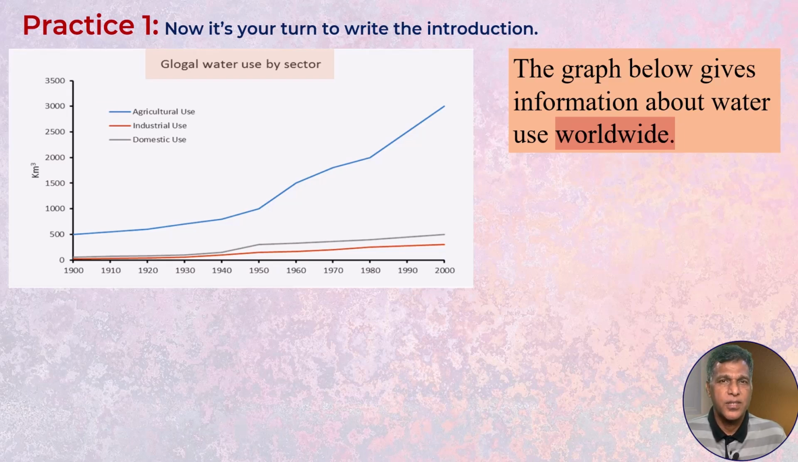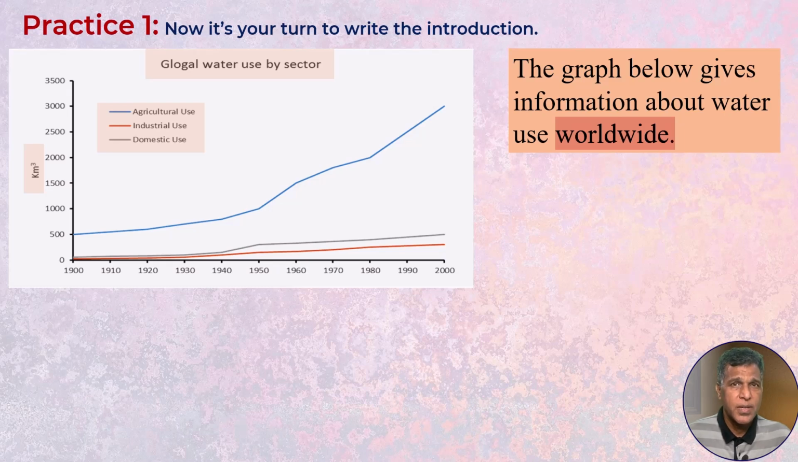Then I check the legend. It shows three sectors: agriculture, industry, and domestic. On the y-axis, values are given in cubic kilometers. It's very important. Never write 500 alone. Always write 500 cubic kilometers. Now pause the video and write your introduction. When you are finished, replay the video and compare your intro with mine.